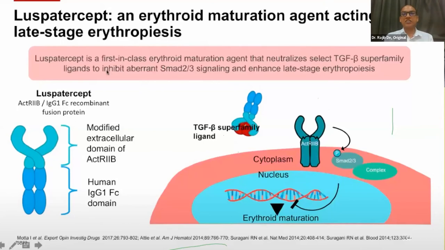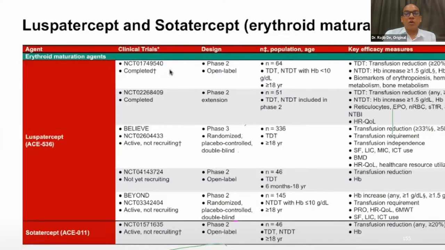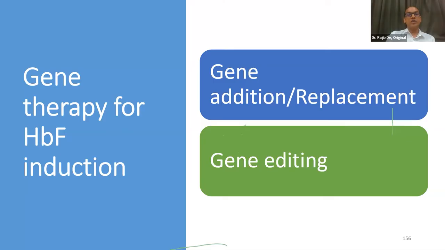It is the first-in-class erythroid maturation agent that neutralizes TGF-beta superfamily ligand, and they actually enhance the late-stage erythropoiesis. If we give luspatercept, there is around 22 to 25% improvement. How much improvement? Around 33% improvement in the transfusion requirement in TDT patients. But it needs to be given subcutaneously, and the patient may need to come every 3 weeks to the centers where it is available.